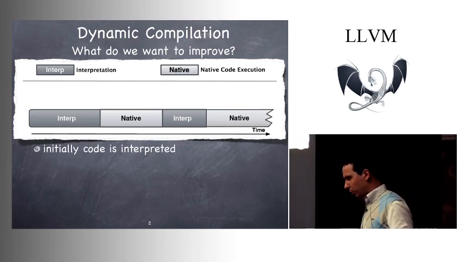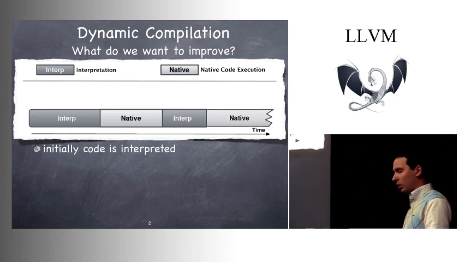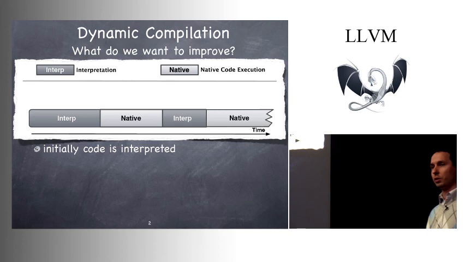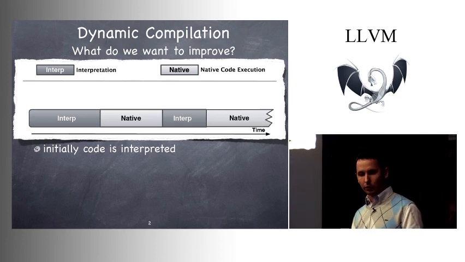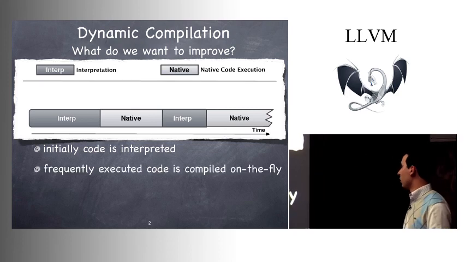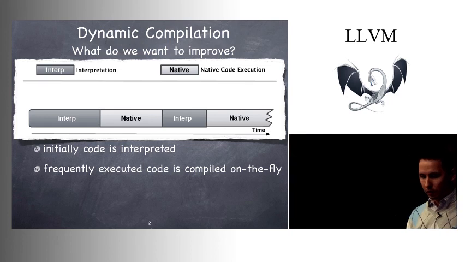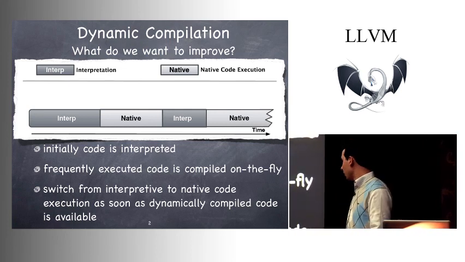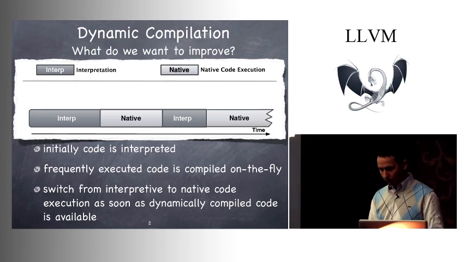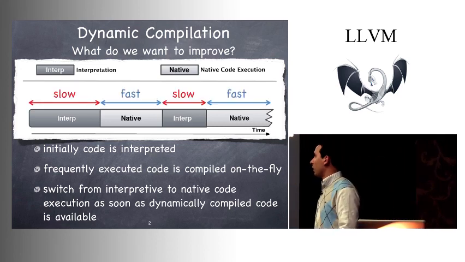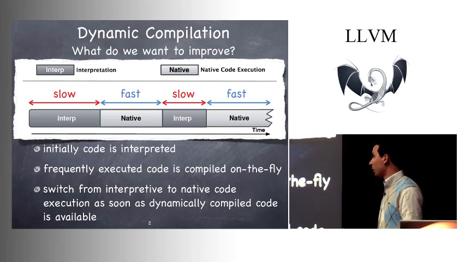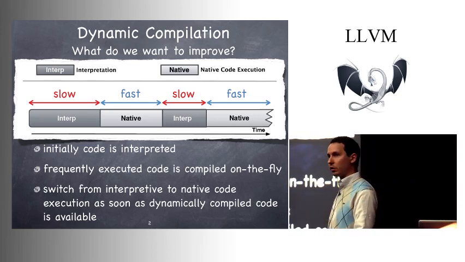In any kind of virtual machine or dynamic compilation system, code is initially interpreted, or you run an unoptimized version of it. This is to have fast startup, because that's what interpreters are good at. Then as we go along, frequently executed code is compiled on the fly. Once it's compiled, we can switch from interpretive to native code execution as soon as dynamically compiled code is available. As we all know, this interpretive bit at the beginning is slow, and the natively highly optimized code that we generate at runtime is fast, somewhere around a factor of 10 difference.